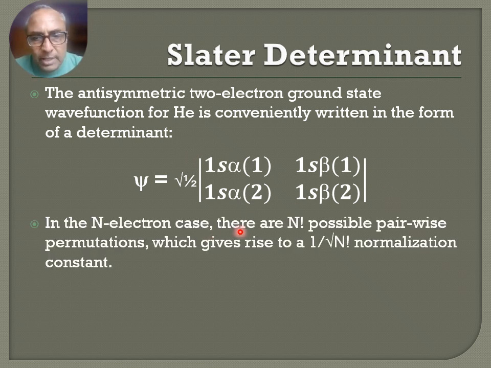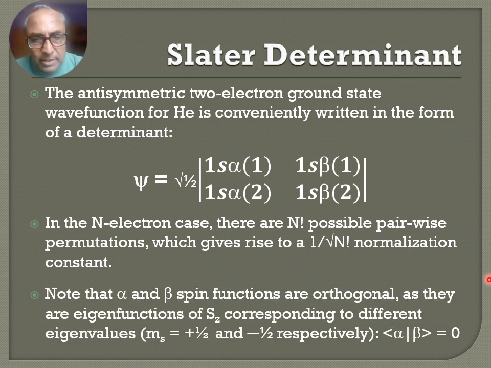In the n-electron case, there are factorial n possible pairwise permutations, and that gives rise to a 1 upon factorial n normalization constant. Note that here the alpha and beta spin functions are orthogonal, as they are eigenfunctions of Sz corresponding to different eigenvalues. That is, the alpha spin corresponds to ms equal to plus half, and the beta spin corresponds to ms equal to minus half, and therefore bra alpha beta ket is equal to 0.